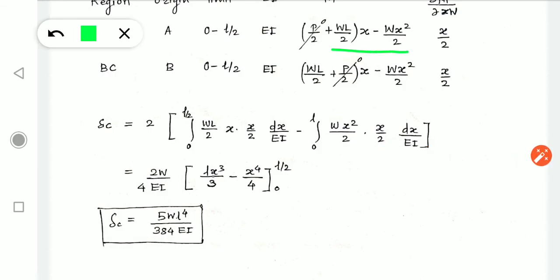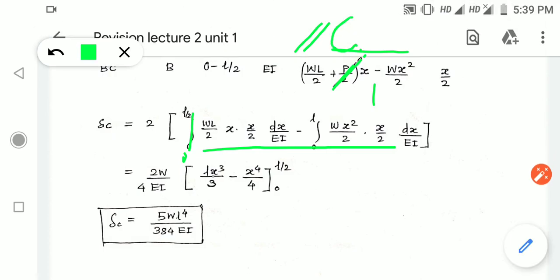So in the first part I am writing from 0 to L/2. Now the very important thing I want you to understand is that I am writing P/2 equals 0. Why am I writing it equal to 0? Because it is a dummy load. It is a fictitious load. We have taken it for consideration of deflection at that point. So now you can neglect that term from the equation and carry forward your integration part.